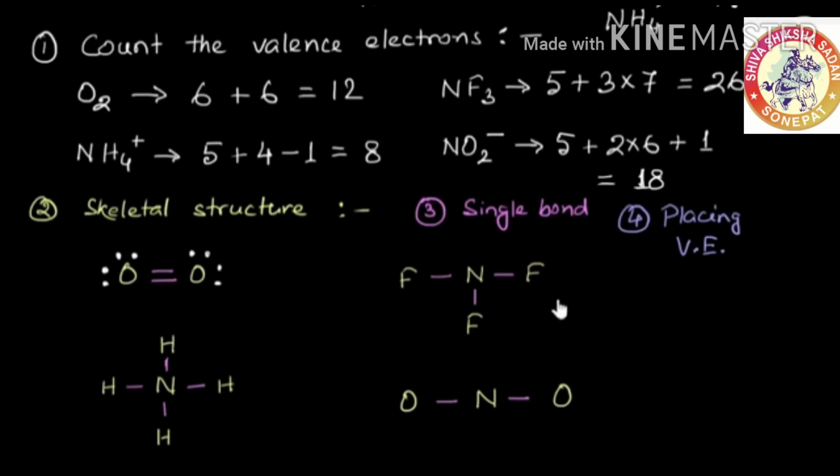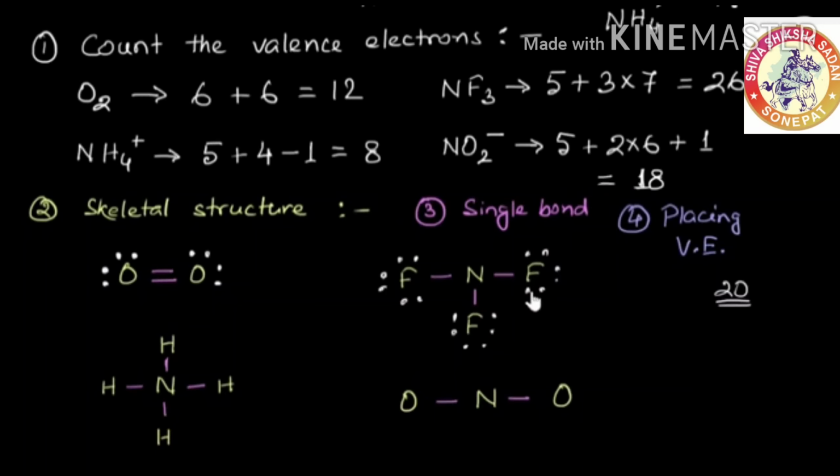In a similar way, draw the valence electrons on the NF3 molecule. The number of valence electrons in this molecule is 26. Now, this molecule contains 3 single bonds. Now, 6 electrons should be occupied. Now, the left electrons are 20. Now, draw the 6 electrons on each fluorine and 2 electrons on the nitrogen atom.